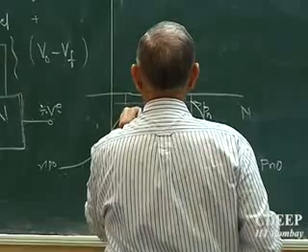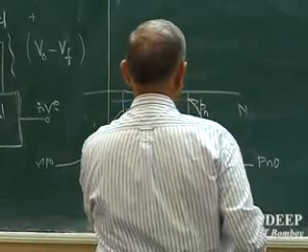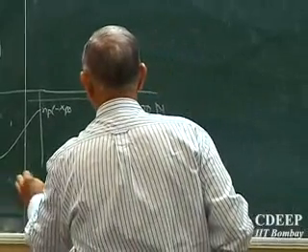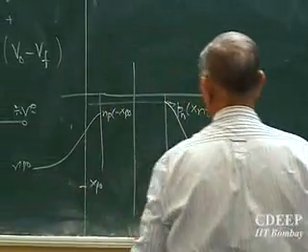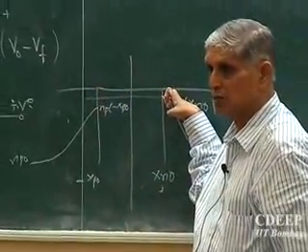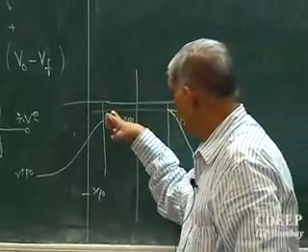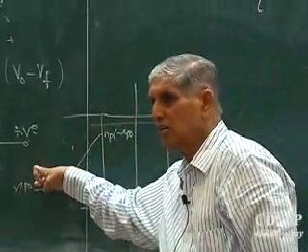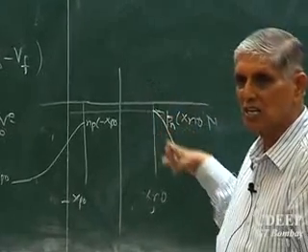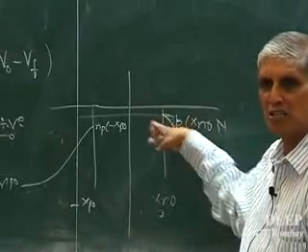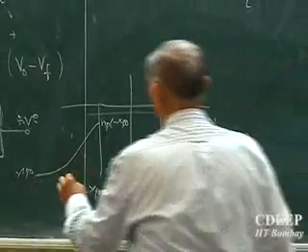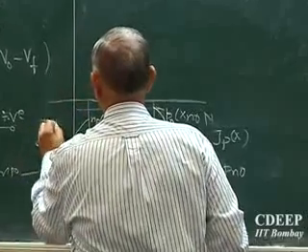Call it NP at minus XPO, and this is PN at XNO. There is nothing in the space charge. From here, they will decay to NPO, and here they will decay to PNO. If I know the gradient, then what will happen? I will find this diffusion current, I can find JPX and JNX.